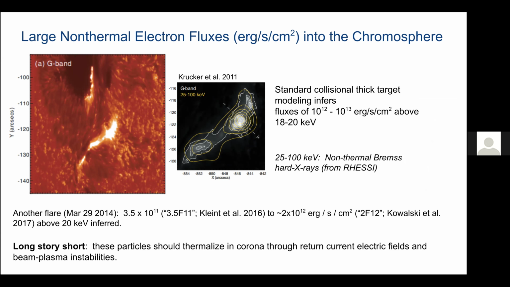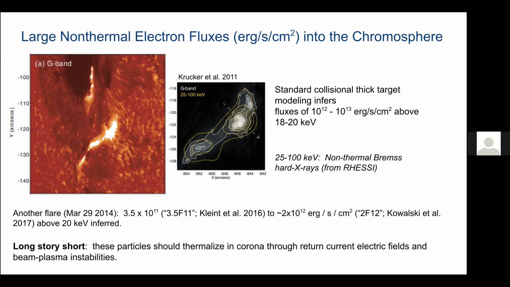So right when the beam's accelerated, it'll actually get decelerated by this electric field, right? It'll be stopped in its tracks. All the energy will go into the corona as thermal energy. It'll be thermally conducted down to the foot points. And we should see only thermal radiation at the foot points. But this is not the case.